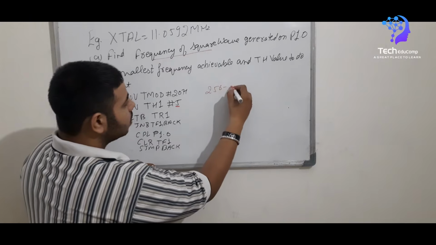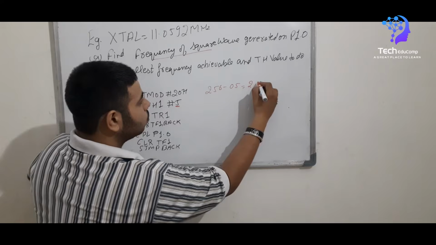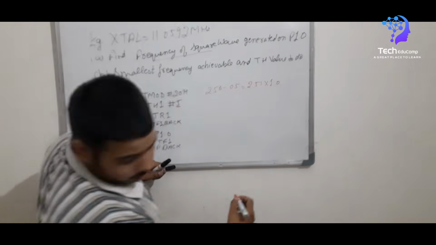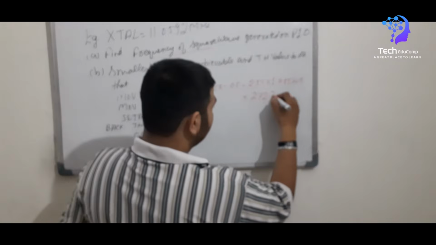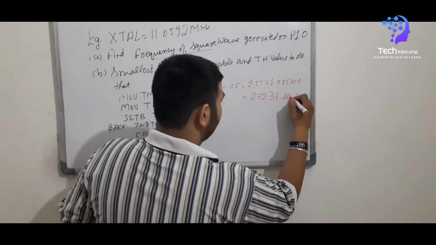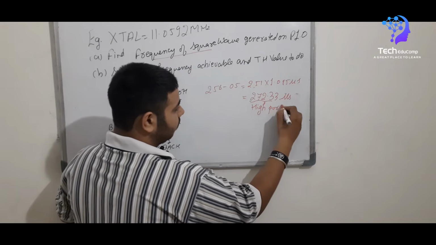So 256 minus 5, it will be 251. Then multiply by 1.085 microseconds, it will be 272.33 microseconds. This will be its value. This value is the high portion of the square wave.